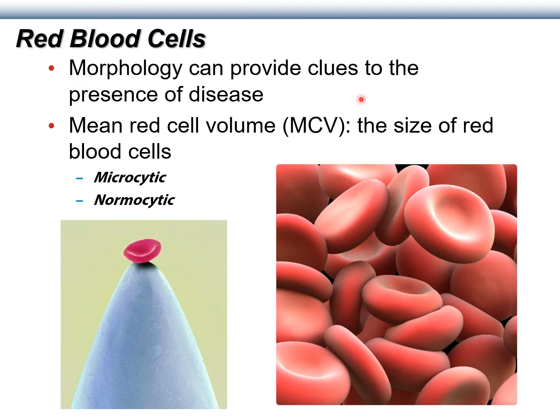Again, morphology can provide clues to the presence or absence of disease. If we see cells that are too small, we call them microcytic. Cells that are normal size, normocytic. We can actually assess the volume. This is a typical normal red blood cell, and this is actually on the tip of a pin, like a very sharp, punchboard pin. But red blood cells should have that biconcave shape. They should have the right volume, and they should have the right color.